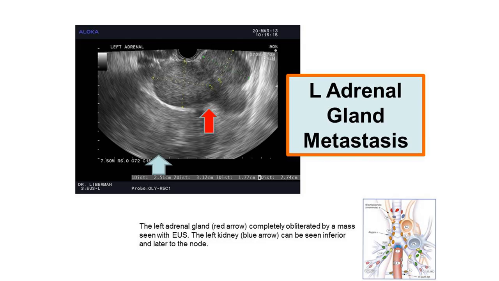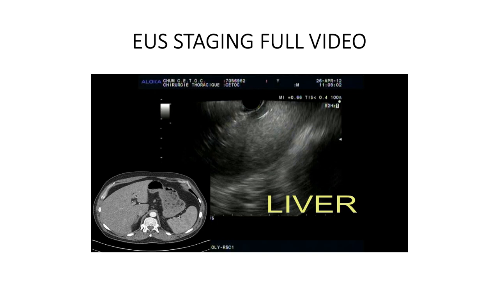This is a picture of an adrenal gland that is involved with a metastasis, where the seagull is obliterated, and it looks much larger.